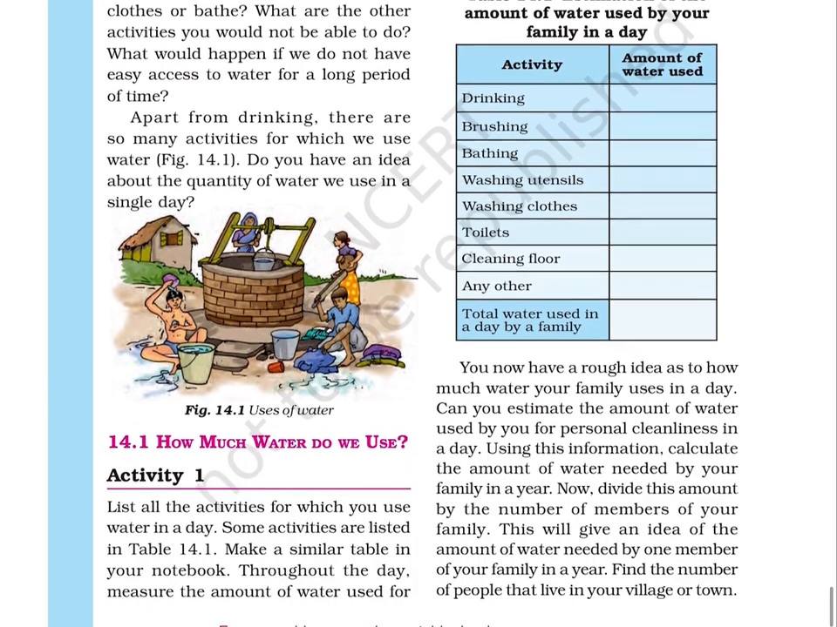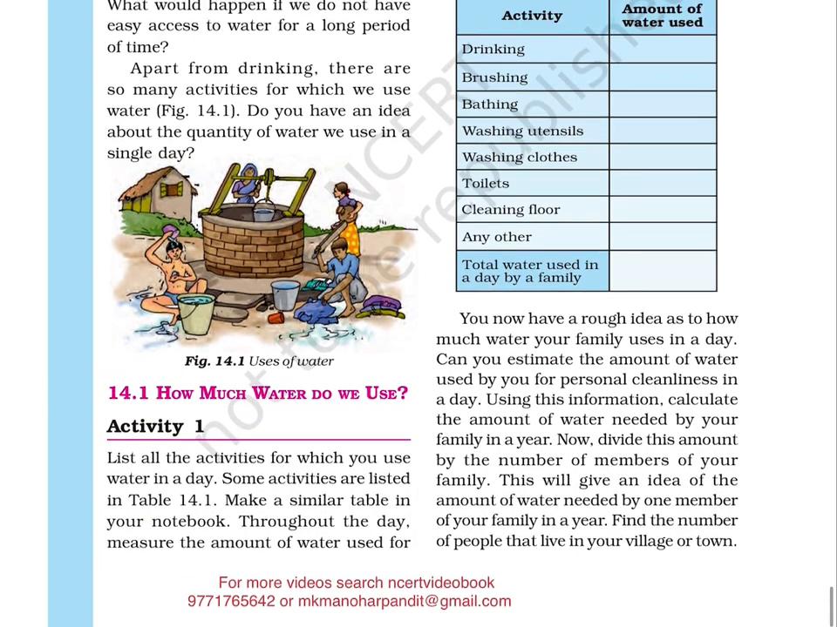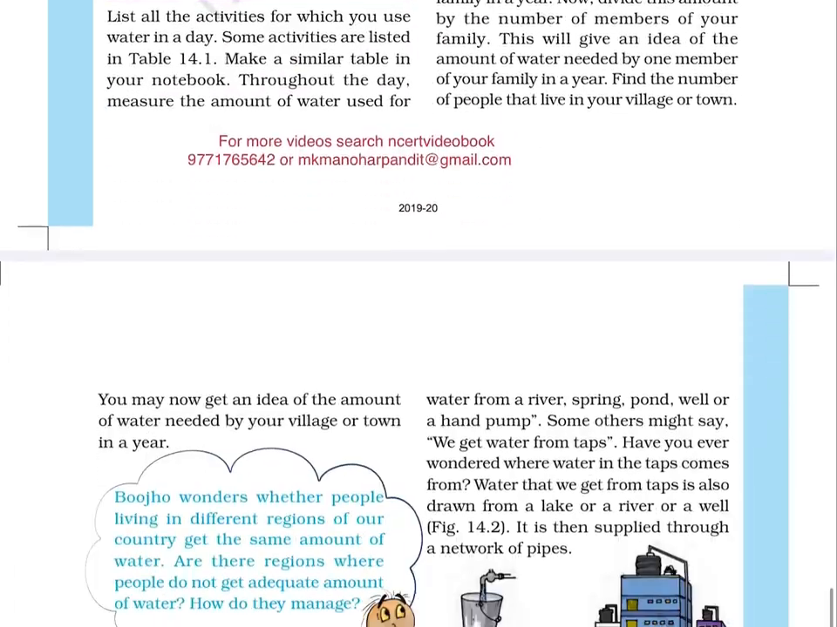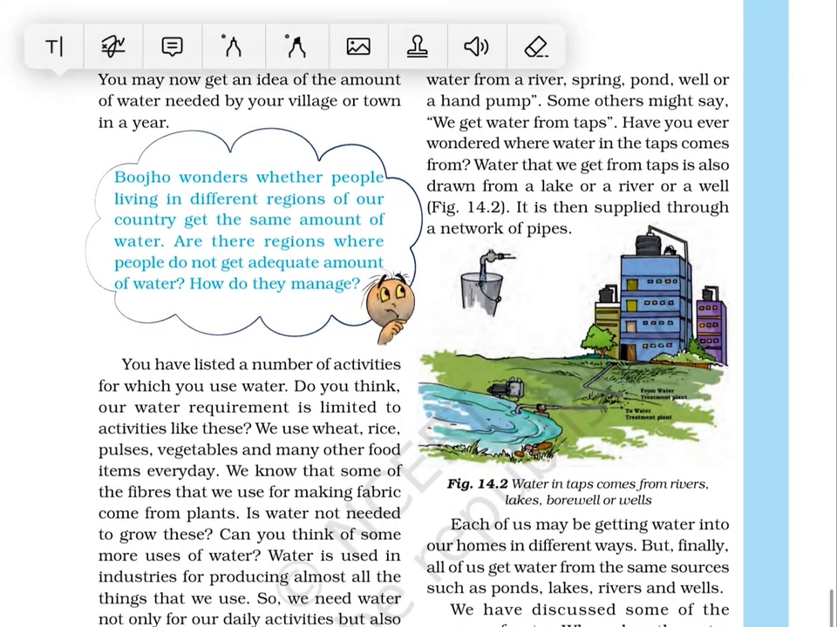You now have a rough idea as to how much water your family uses in a day. Using this information, calculate the amount of water needed by your family in a year. Now, divide this amount by the number of members of your family. This will give an idea of the amount of water needed by one member of your family in a year. Find the number of people that live in your village or town. Page 137. You may now get an idea of the amount of water needed by your village or town in a year.